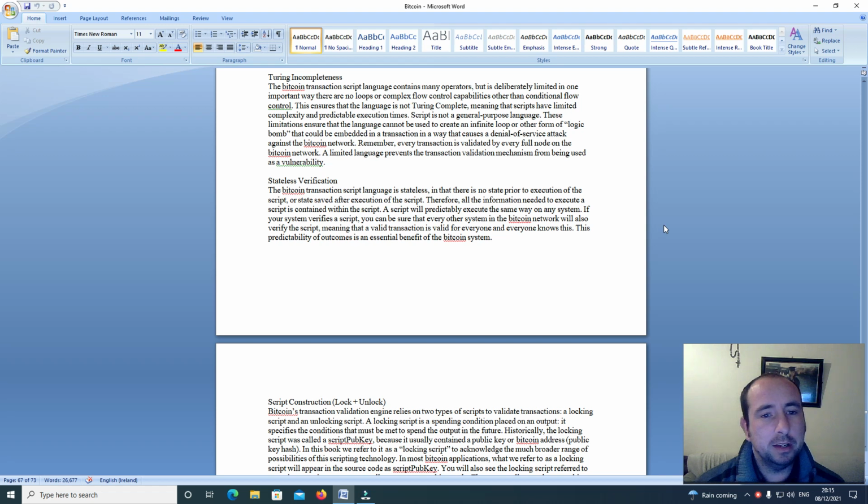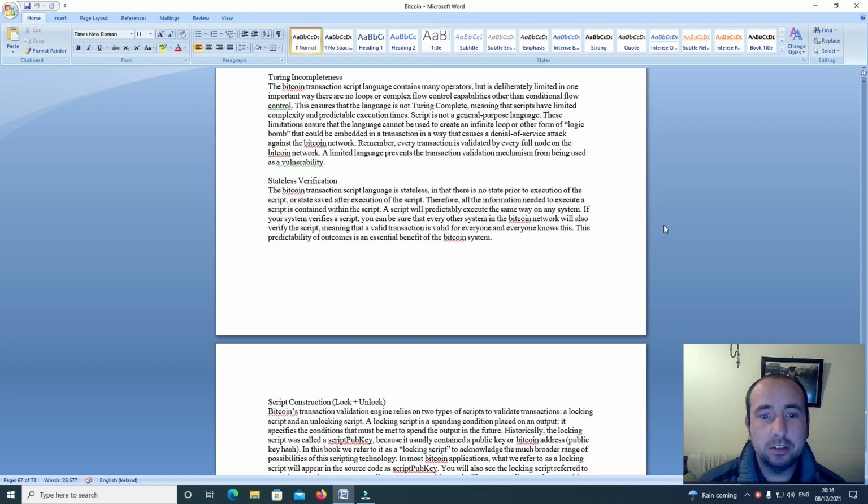Turing incompleteness. The Bitcoin transaction script language contains many operators but is deliberately limited in one important way. There are no loops or complex flow control capabilities other than conditional flow control. This ensures that the language is not Turing complete, meaning that scripts have limited complexity and predictable execution times. The script is not a general purpose language.